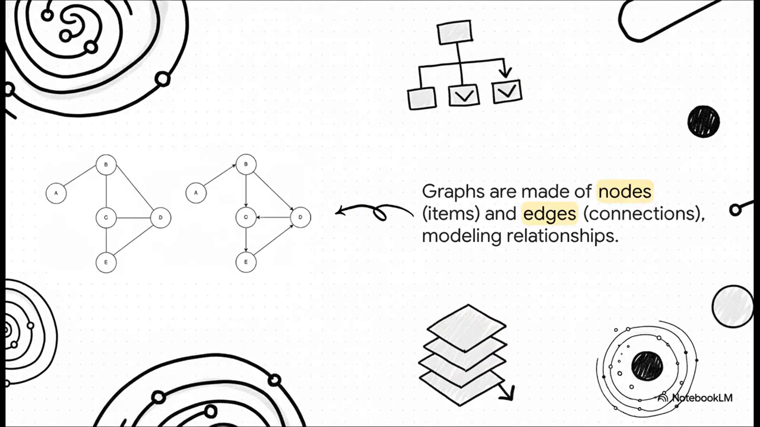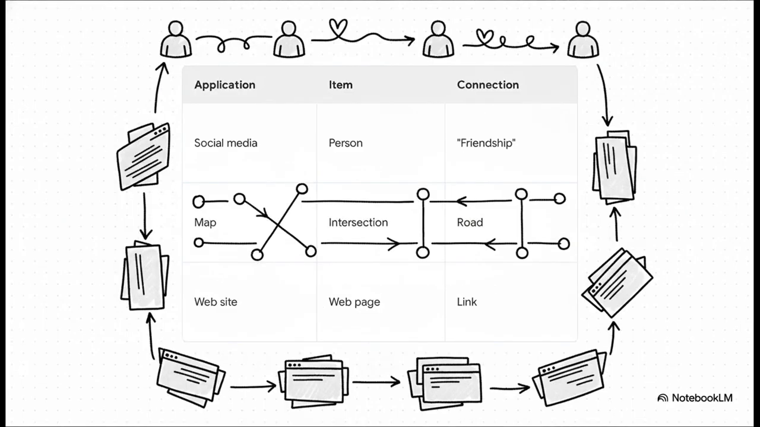And don't let the technical name fool you. A graph is just a collection of nodes, which are basically the items, and edges, which are just the lines connecting them. That's it. It's a really simple concept, but it has unbelievably powerful applications. I mean, just think about it for a second. On social media, the nodes are people, and the edges are the friendship connections between them. On a map, the nodes are intersections, and the edges are the roads that connect them. On the internet itself, the nodes are web pages, and the edges are the hyperlinks. This one single data structure, the graph, is literally modeling the fabric of our connected world.